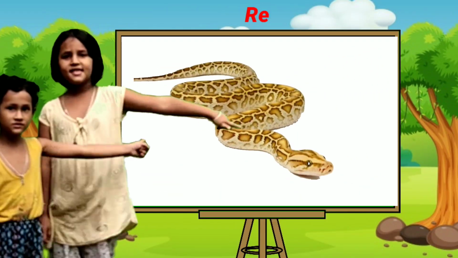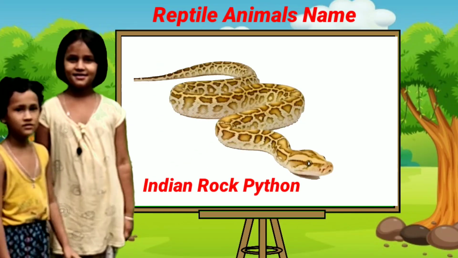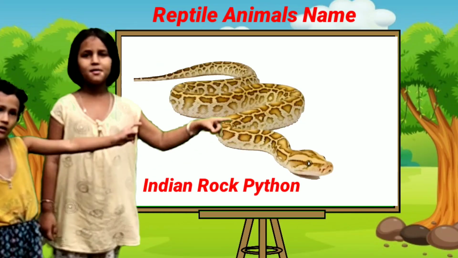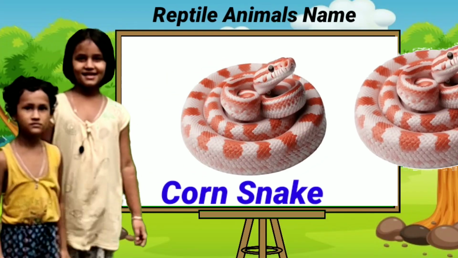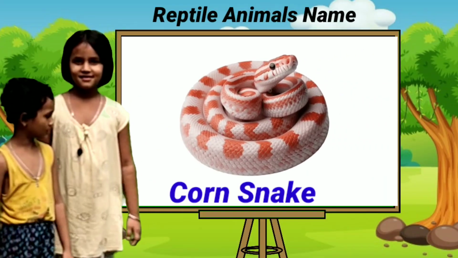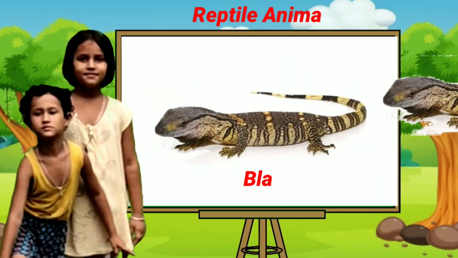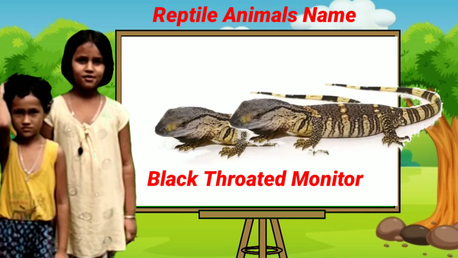This is an Indian rock python. Indian rock python. This is a crow snake. Crow snake. This is a black throat monitor. Black throat monitor.